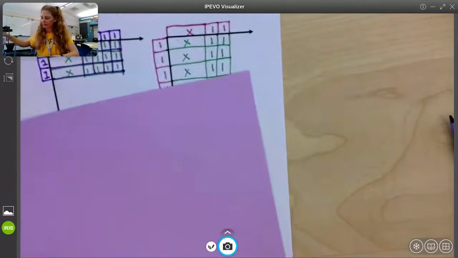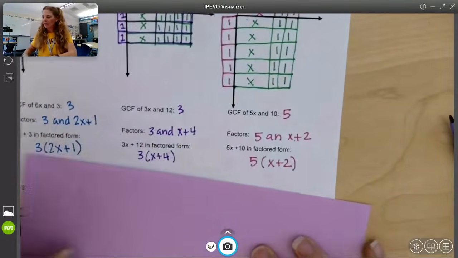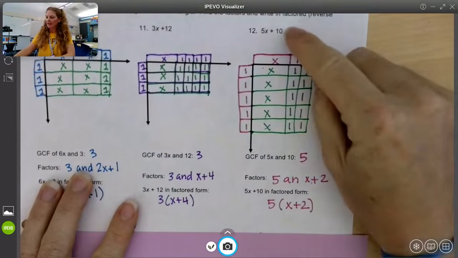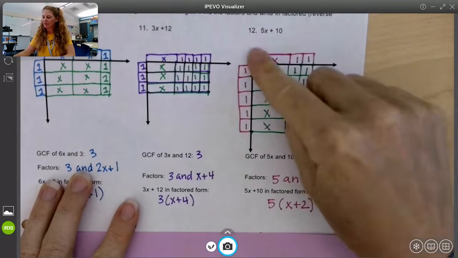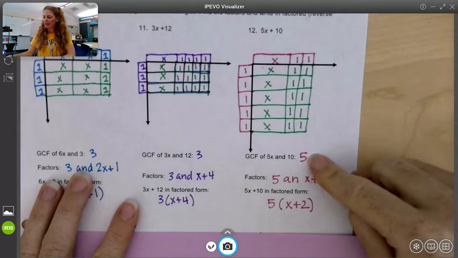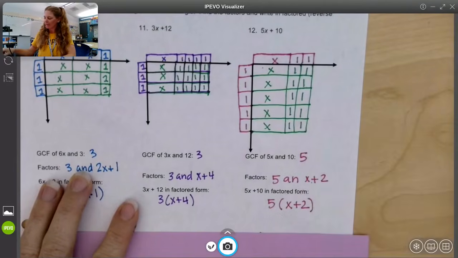Number 12. Number 12, we had 5x plus 10 is the area on the inside. So what are the factors or the dimensions of my rectangle? The greatest common factor is 5. So this should say and.